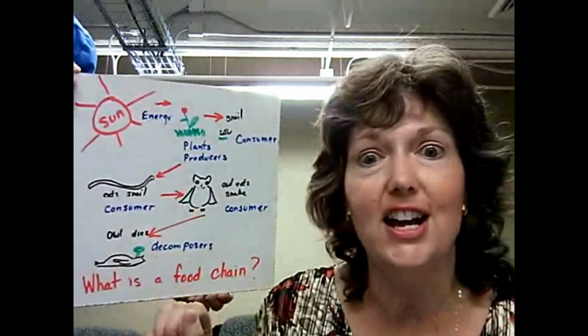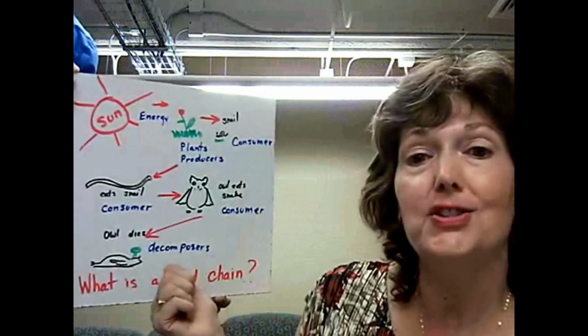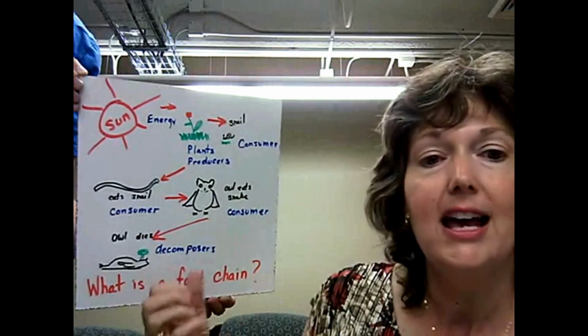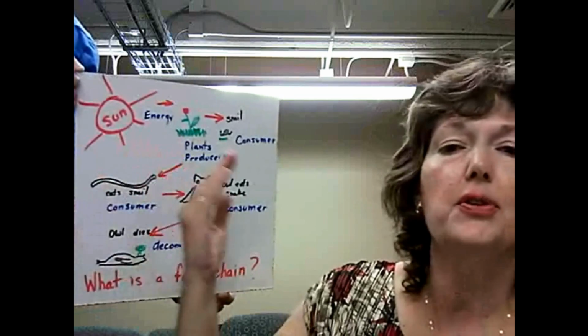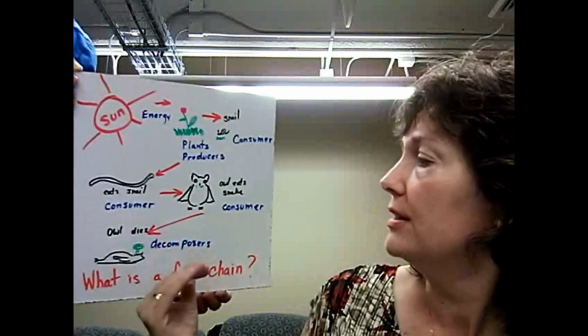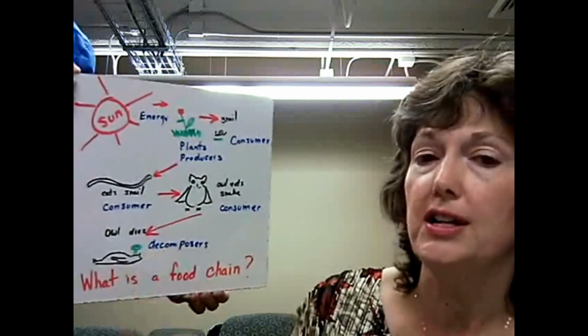And then comes an owl at night and swipes up that snake and eats him, and the owl eventually dies. And when he dies, he decomposes. You see my little mushroom? He becomes part of the soil, and we start a food chain all over again because the soil will receive nutrients from the decomposing owl, and then plants will come and get those nutrients.